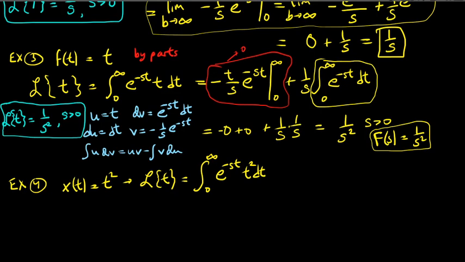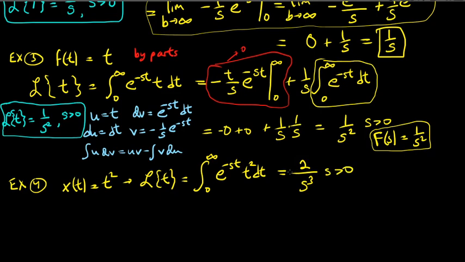I'll let you work through it if you want. It's just slightly more tedious. What you're going to end up with is 2 over s cubed. So where did the 2 come from? Well, I could say because you're doing it twice, but that's not quite right.